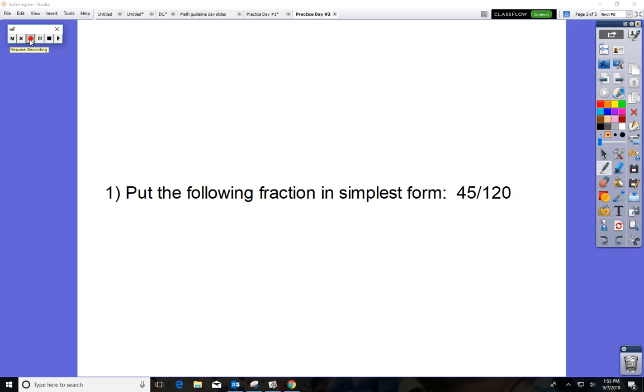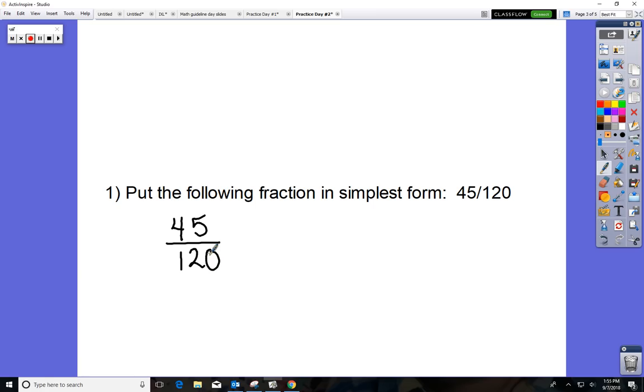In today's practice lesson, we are going to continue reviewing some concepts that we'll be seeing in 6th grade math. Example 1 asks us to put the following fraction in simplest form. So I'm going to take this fraction and I'm going to rewrite it vertically.